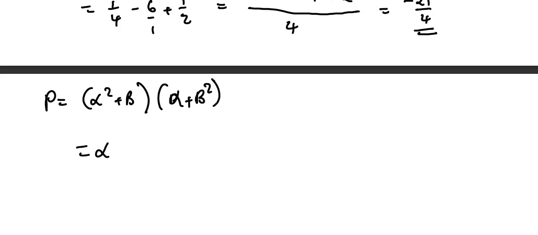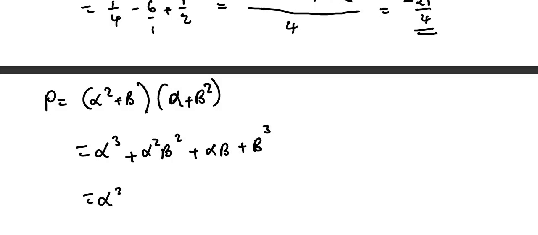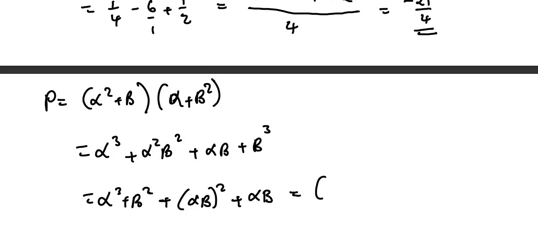So this will be alpha cubed, and you're going to get alpha squared beta and alpha beta squared, and then lastly you get beta cubed. This will be alpha cubed plus beta cubed plus alpha beta, and you have alpha beta this side. This will just be alpha plus beta cubed minus 3 alpha beta, alpha plus beta.